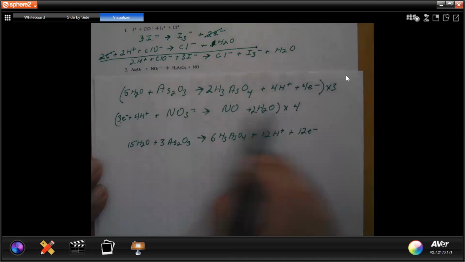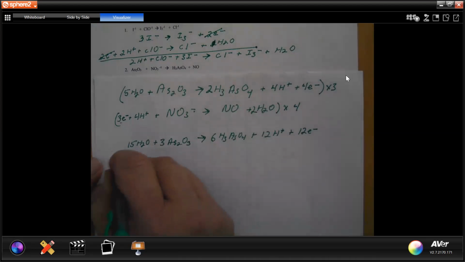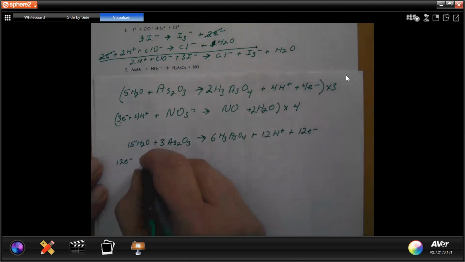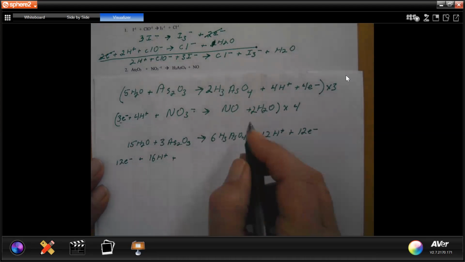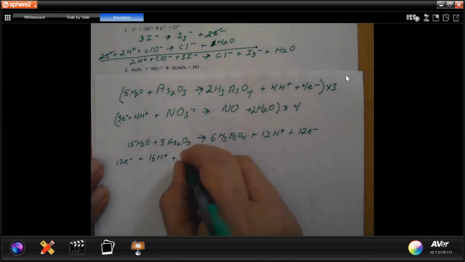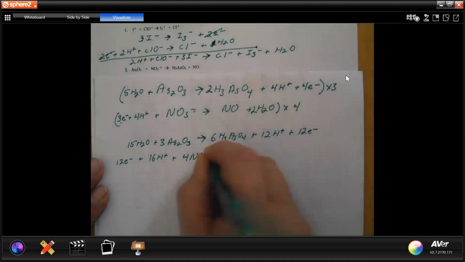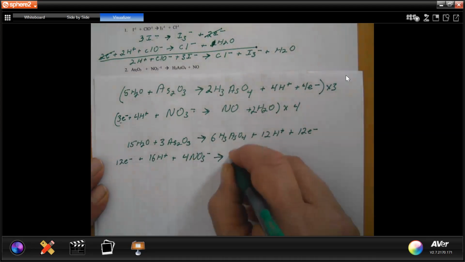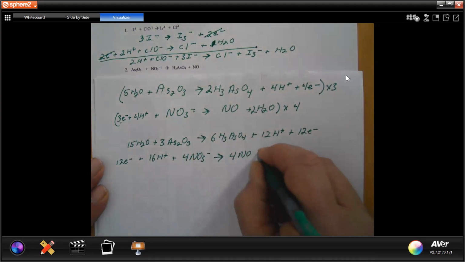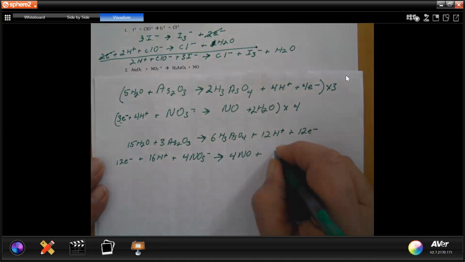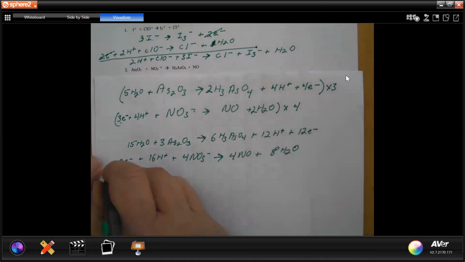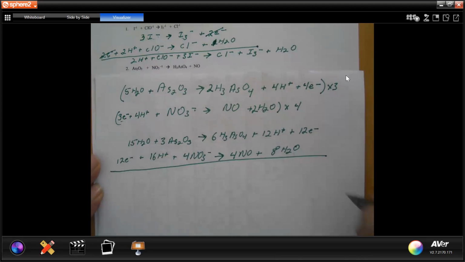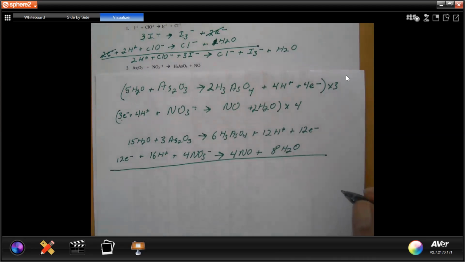If I multiply through this bottom one by 4, I get 12 electrons plus 4 times 4 is 16 H pluses plus 4 NO3 minuses yields 4 NOs plus 8 H2Os. So now the electrons gained and the electrons lost are equal. I should be able to add these together.